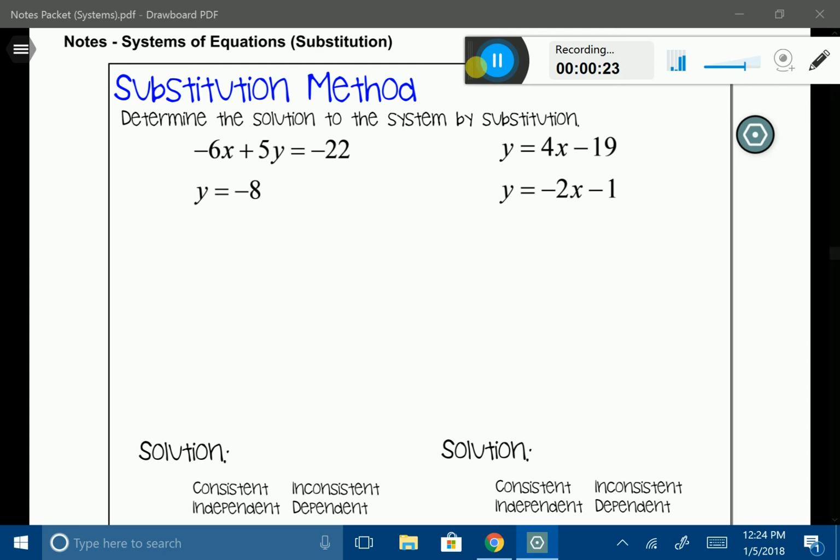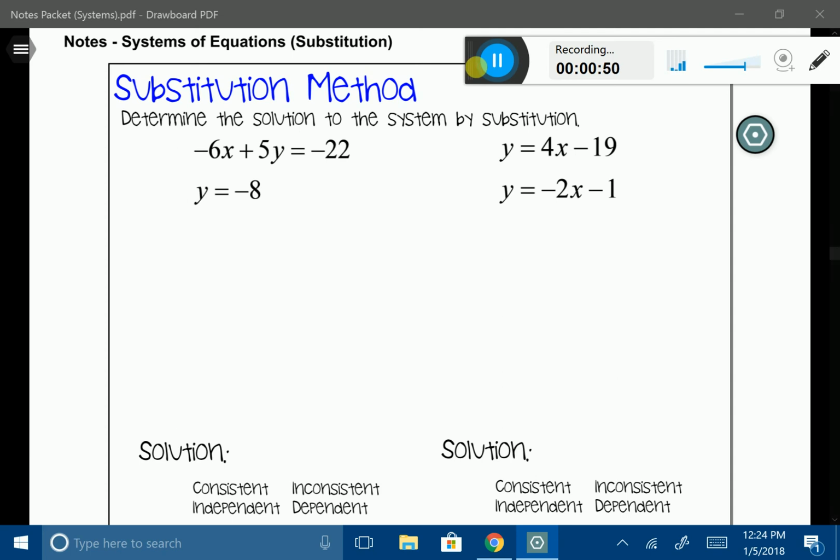Notice that the system that I have doesn't necessarily look like many of the others we've been working with. Most of the ones will have our x's lined up, our y's lined up, and our constants lined up. Well, this one is just a little bit unique. It's still two linear equations, which creates the definition of a system. So let's go ahead and look at this. This is a perfect example of when you would want to use the substitution method to solve a system.